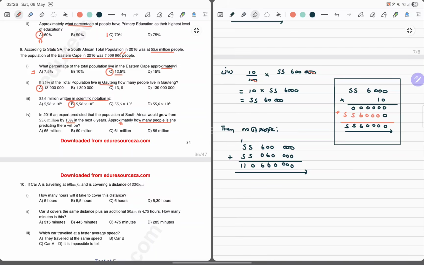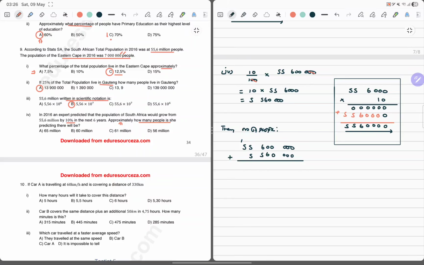Yeah, it's wrong the way I wrote it. This is 5,560,000. Damn it. That is why I should not have written it like that. So let's start again.